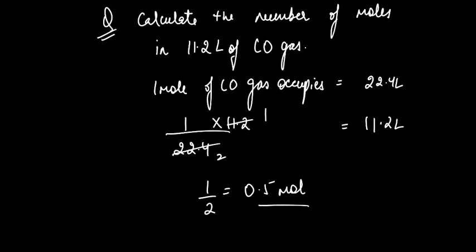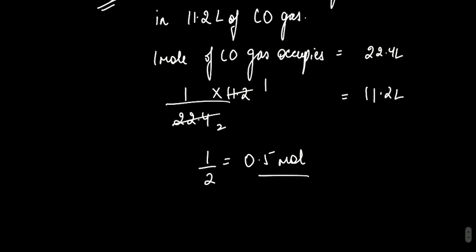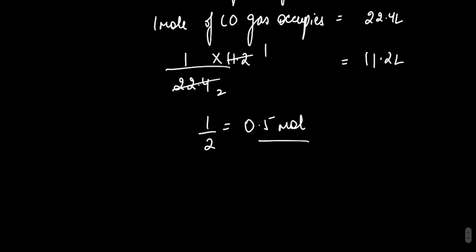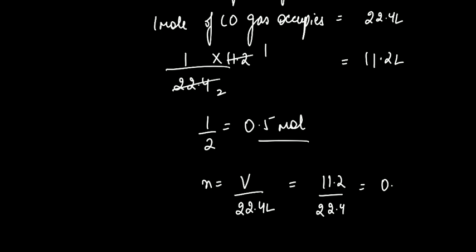Now this is one unitary method. The formula also is very simple. Number of moles equals given volume divided by 22.4 liter. So given volume is 11.2 divided by 22.4. This will again give you the same answer, 0.5 mole.